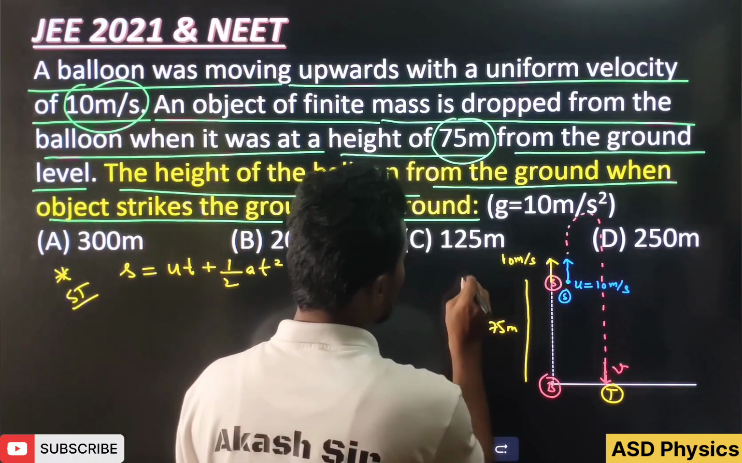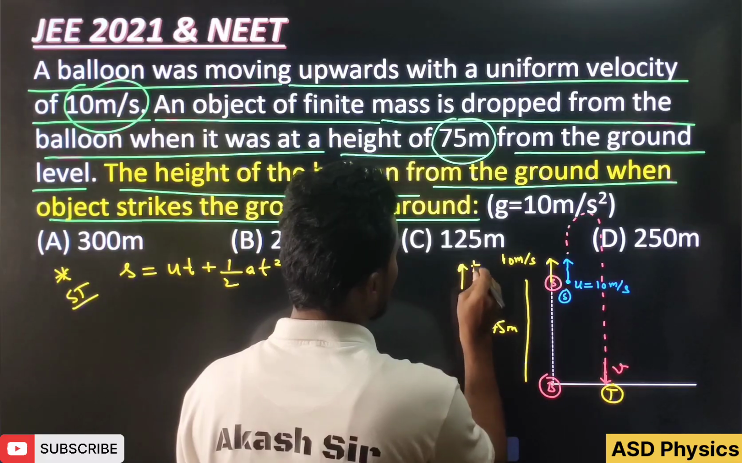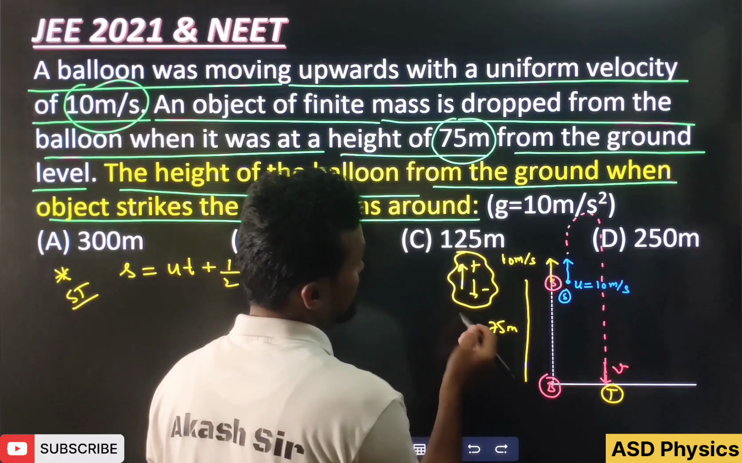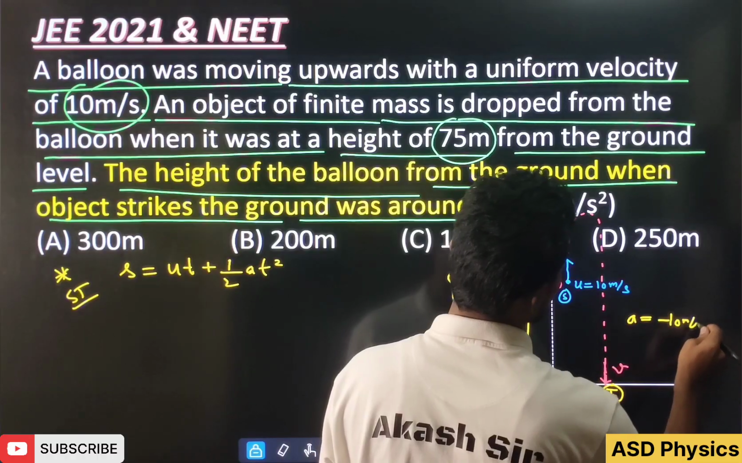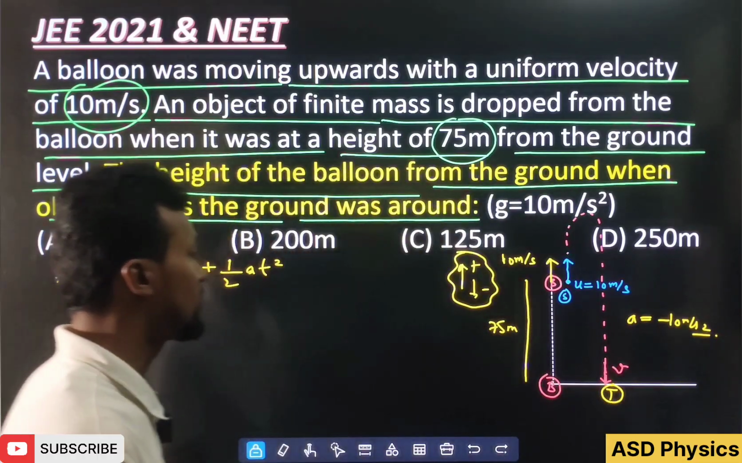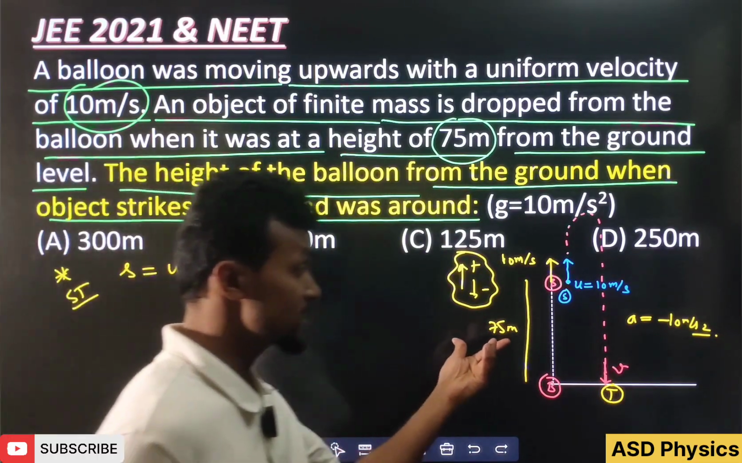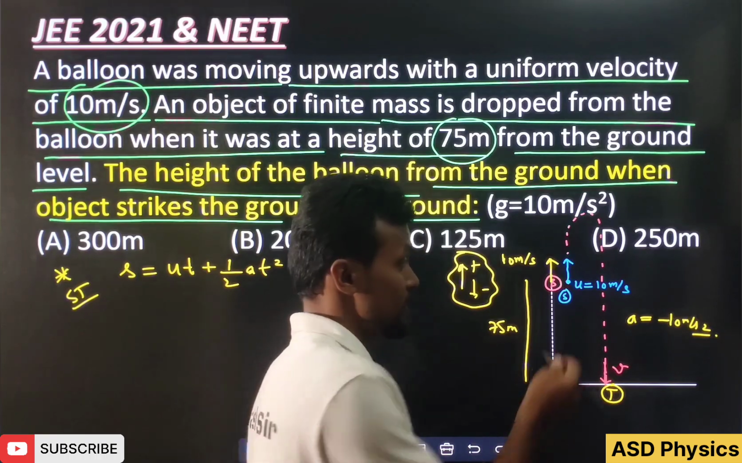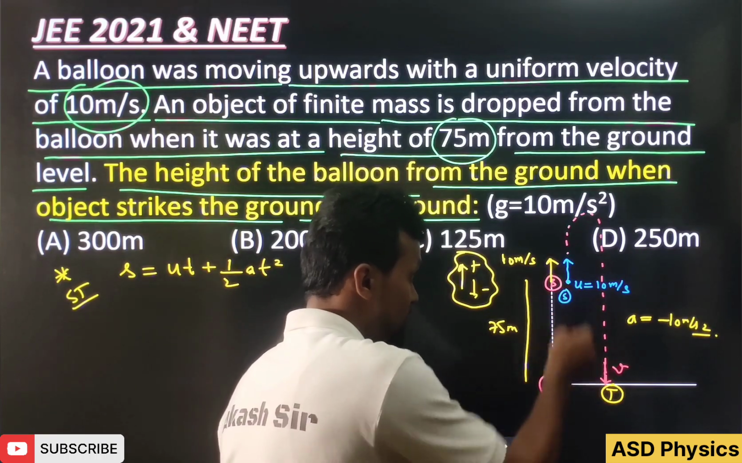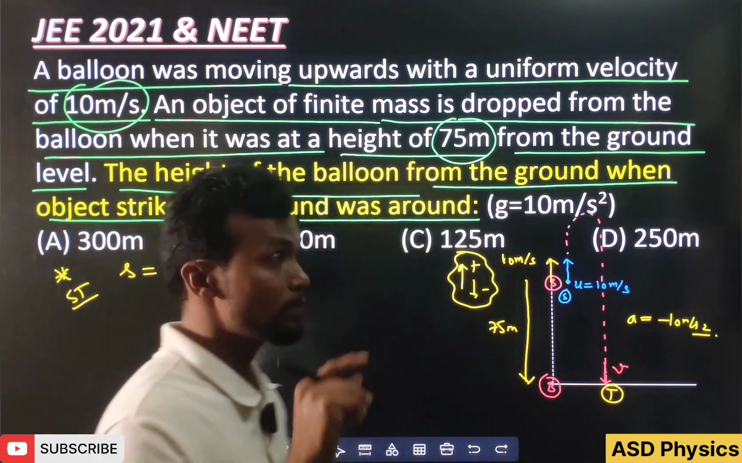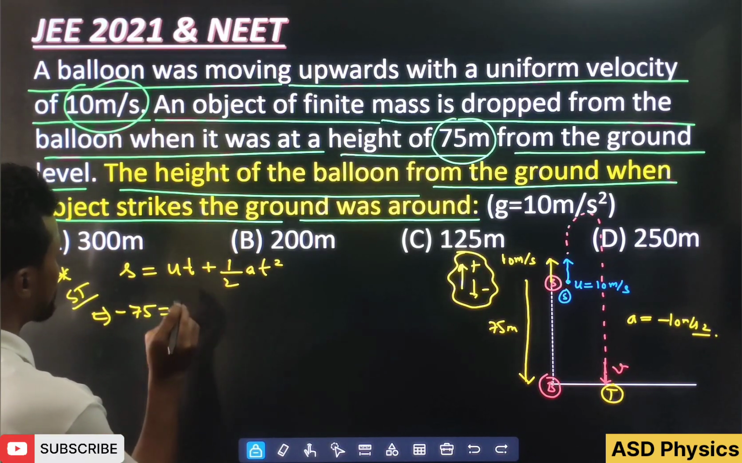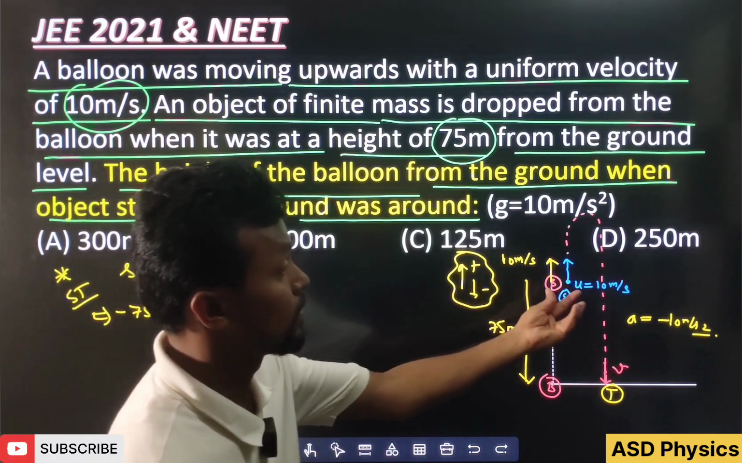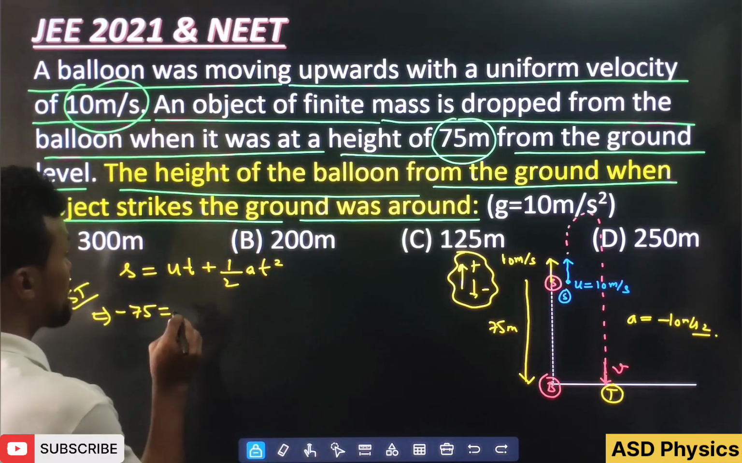Remember the sign convention: upward plus, downward minus. The value of a will be a minus value, minus 10 meter per second square. Just think, the displacement s will be minus 75, from initial point to final point. So this comes to minus 75. See here, students, this minus 75 is equal to how much initial velocity? Plus 10 or minus 10?